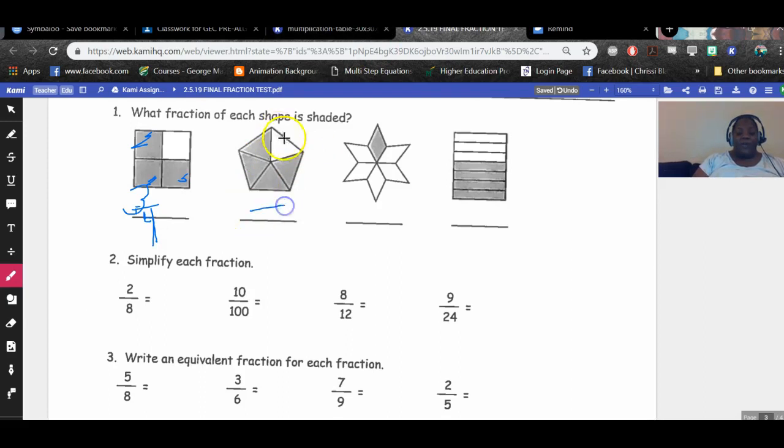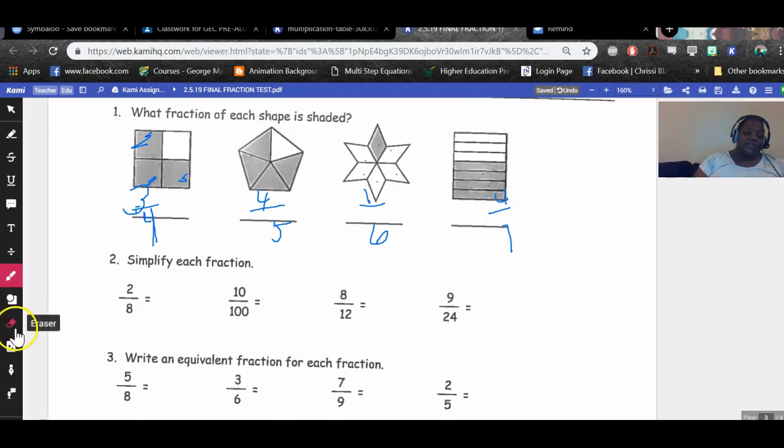Moving on to this one. How many parts all together? 1, 2, 3, 4, 5. How many are shaded? 1, 2, 3, 4. So 4/5 for this, right? Over here, how many parts are all together? 1, 2, 3, 4, 5, 6. How many shaded? 1. 1 out of 6. Over here, 1, 2, 3, 4, 5, 6, 7. How many shaded? 1, 2, 3, 4. So 4 out of 7.